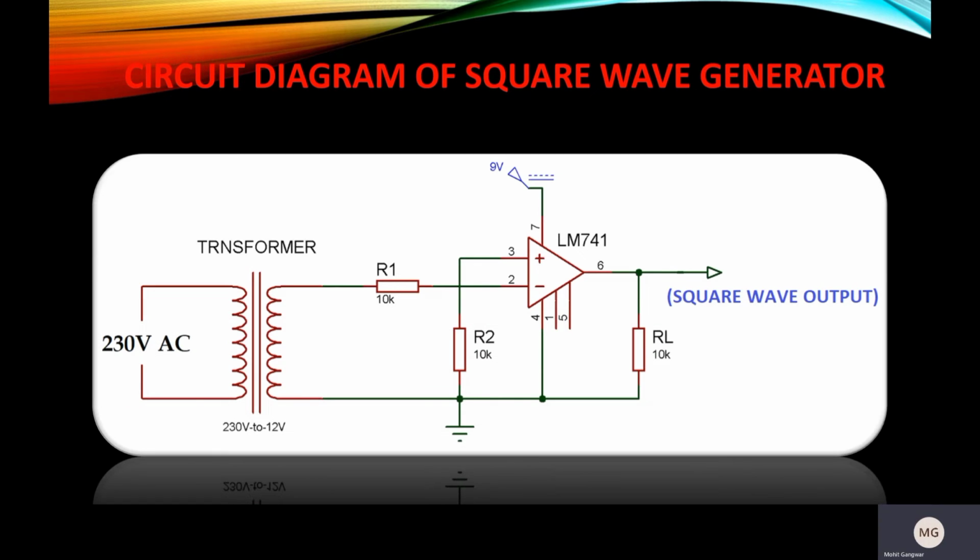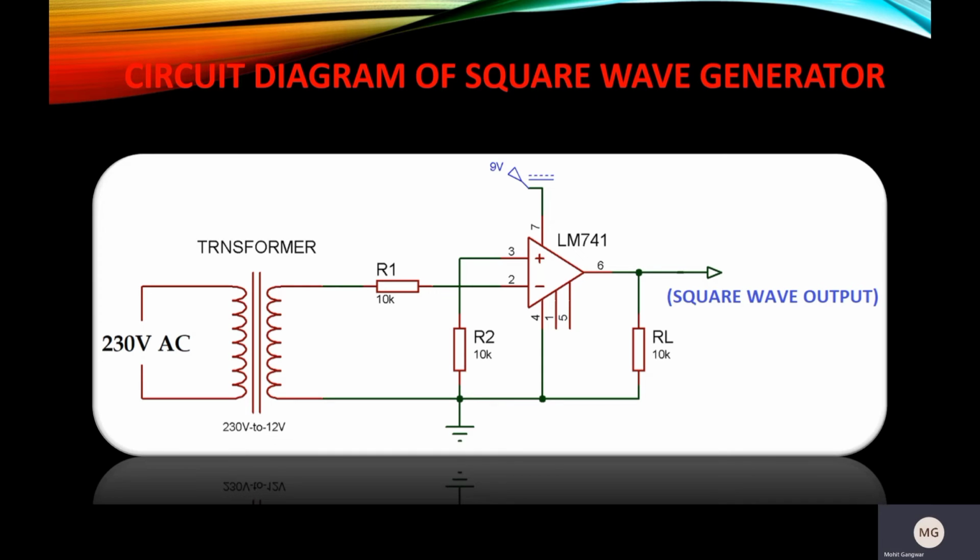This is the complete circuit diagram for the square wave generator. A 230 volt supply is given to the transformer and its phase output is connected to the second pin of the op-amp, and the neutral one is shorted with the ground of the battery. The positive terminal of the battery is connected to the 7th pin of the op-amp.